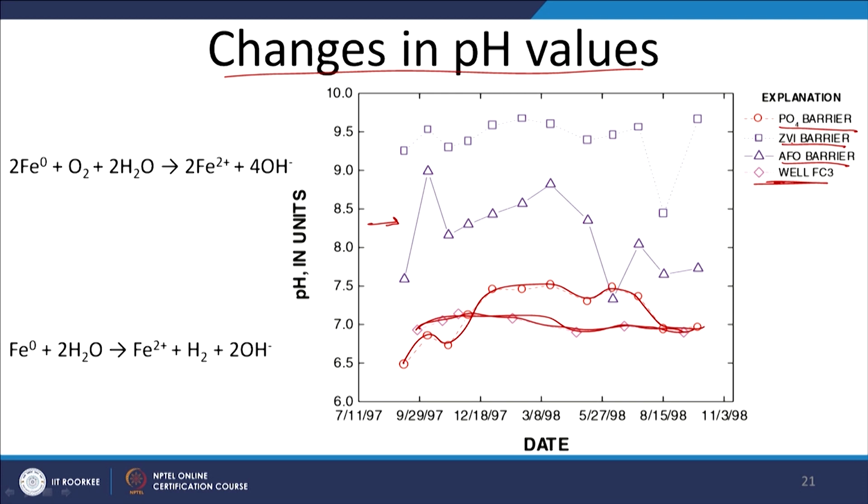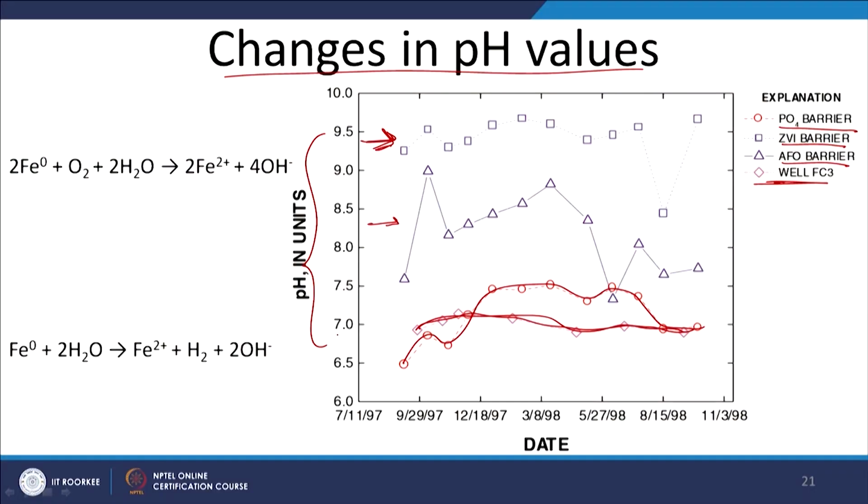And for zero valent iron, we see that the pH of the treated water leaving the system is pretty high, almost 3 pH units or 2.5 pH units compared to the system, which is at 7. That is something to be concerned about. But let us try to understand why that is coming about.